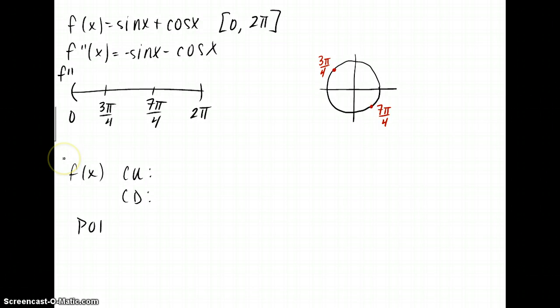Now a lot of us had discussion with testing values. So we're between 0 and 2 pi. If 3 pi over 4 is your first critical number, then I would suggest plugging pi over 2 into the second derivative. Plugging in pi over 2, you would get negative 1 minus 0, so that first interval is negative. Between 3 pi over 4 and 7 pi over 4, you could choose pi or 3 pi over 2. If we select pi, sine is 0, cosine of pi is negative 1, so the opposite of negative 1 makes that interval positive. And then I talked to a lot of you about what do I test between 7 pi over 4 and 2 pi.